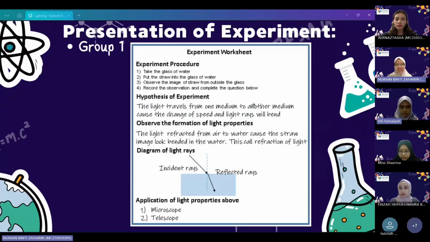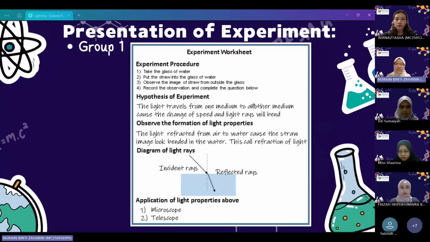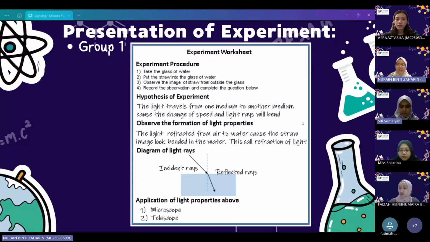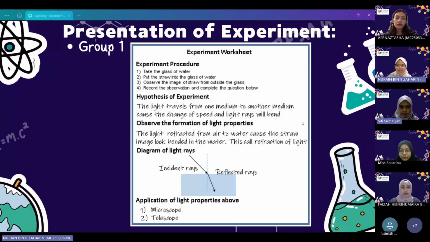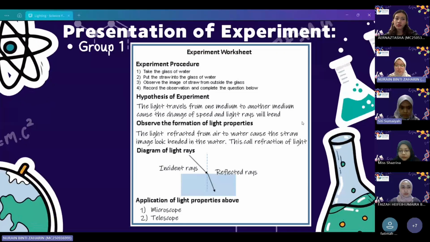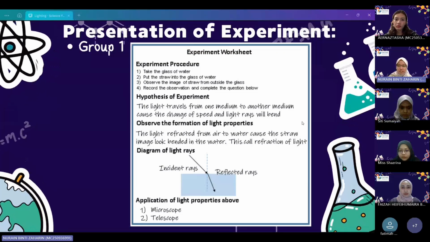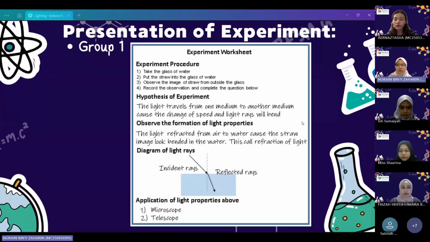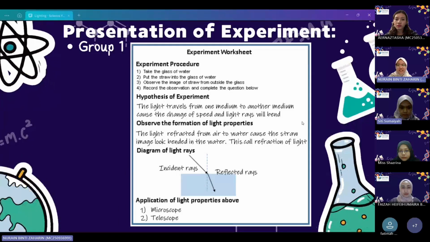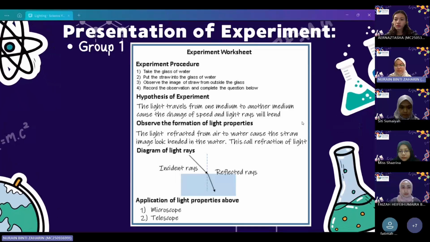Good morning, friends. I am the representative from Group 1. Alright, everyone, let's look at our experiment worksheet about refraction of light. Our hypothesis says that when light travels from one medium to another, the speed changes and the light rays will bend. From our observation, we saw that the straw in the glass of water looked bent even though it's straight. This happened because light is refracted. It bends as it moves from air to water.